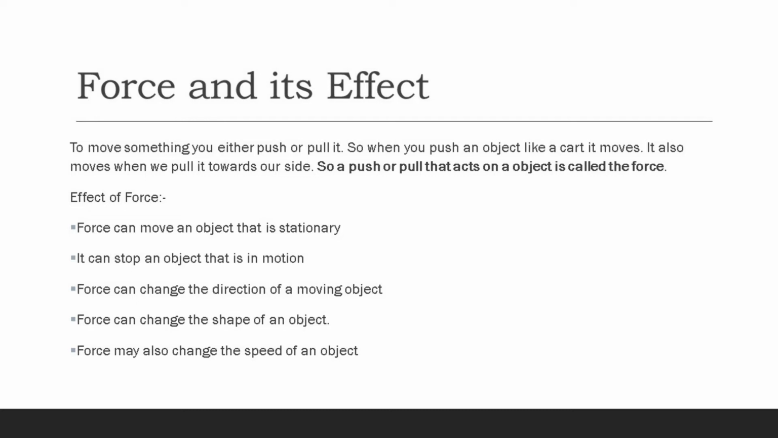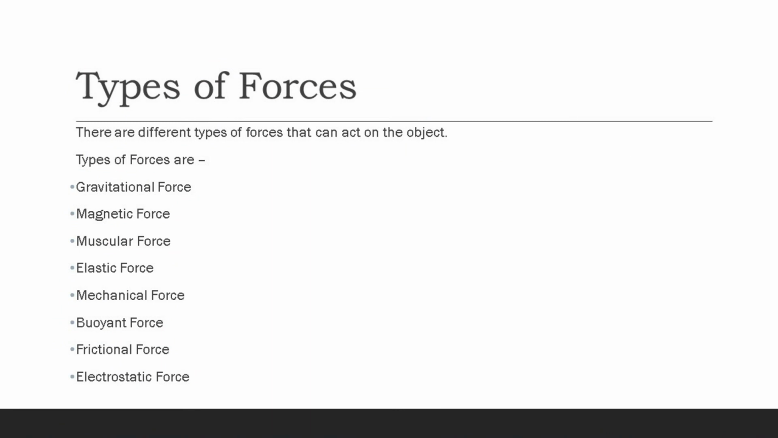Force can change the shape of an object. Suppose there is dough and my mother is making a roti. She can apply force and change the shape of the dough. Sometimes it can be in the shape of a chapati, round shape, triangular shape, or any other shape. So by applying force, the shape of the object can be changed. Force may also change the speed of an object, whether it makes it faster or slows the speed of an object by applying force.